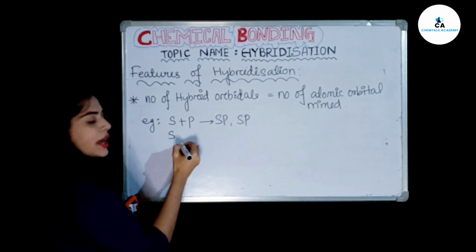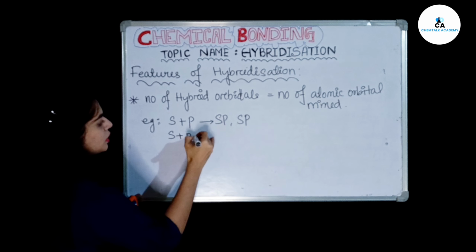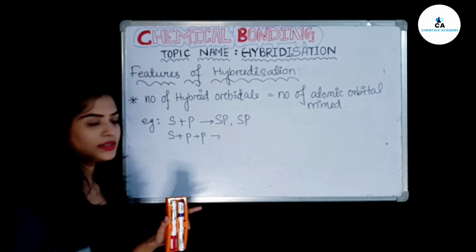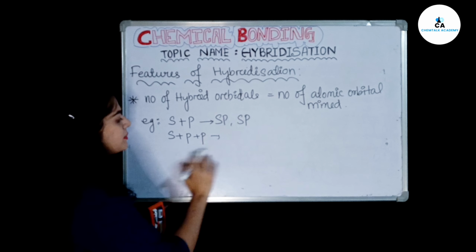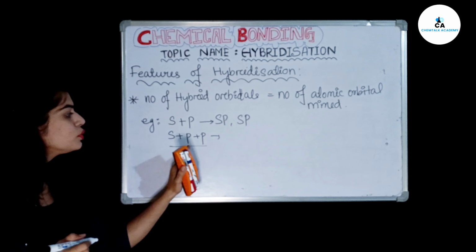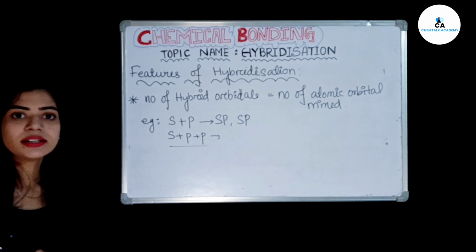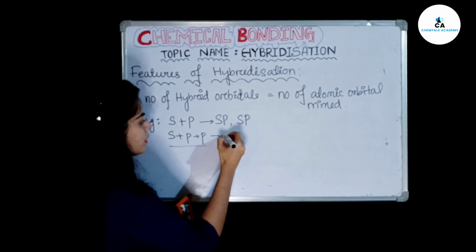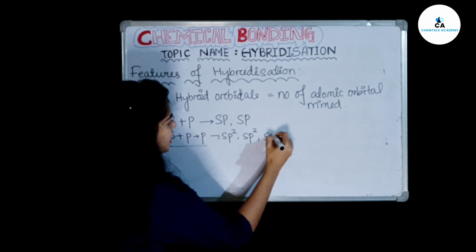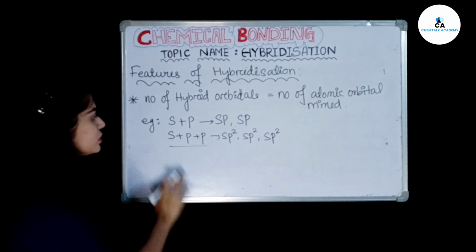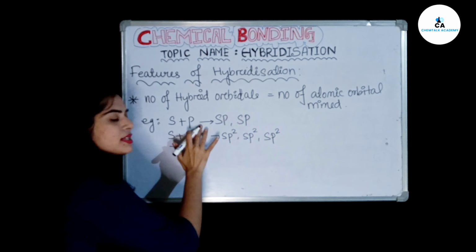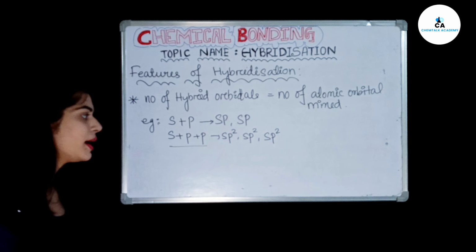Similarly, if we are mixing 1 s orbital with 2 p orbitals, because we know the p subshell has 3 orbitals, out of 3 we are intermixing 2. In result, how many atomic orbitals have we mixed? 1, 2, 3. So how many hybrid orbitals will we get? 3: sp2, sp2, sp2. If we are mixing 3, we get 3 hybrid orbitals. If we are intermixing 2, we get 2 hybrid orbitals.